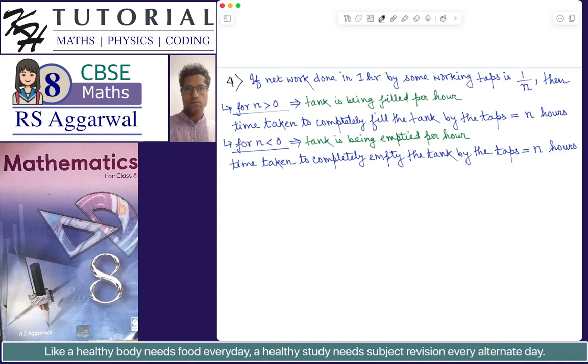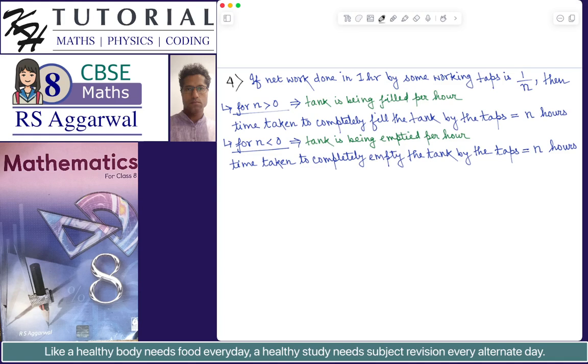It will depend on whether n is positive or negative. Now if n is greater than 0, that is, if n is positive, this will mean that the tank is being filled with water per hour. So in that case we can say that the time taken to completely fill the tank by the taps will be n hours. So if n is positive, the whole tank will be filled up by water in n hours, where we know that the work done in 1 hour by the taps is 1 by n.